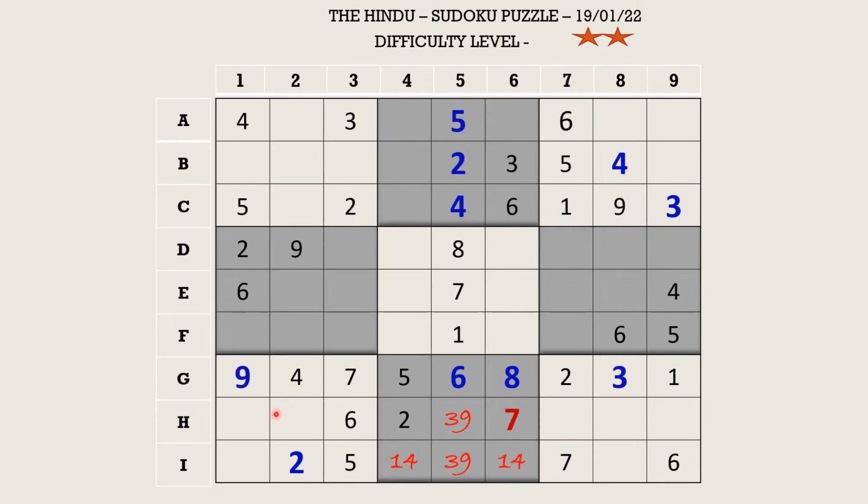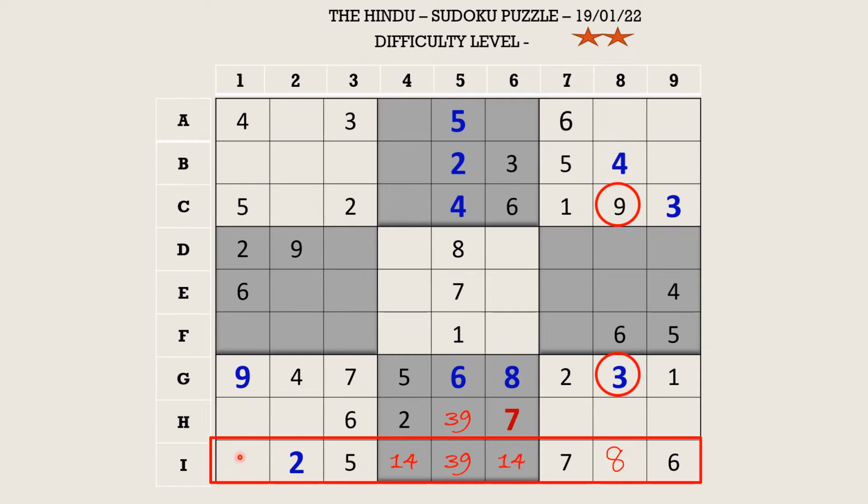Let's try to fill row I. There are 3 empty cells and the missing numbers are 8, 3 and 9. In column 8 there is a 3 and 9 blocking here. So I8 takes 8. Now the missing numbers are 3 and 9.